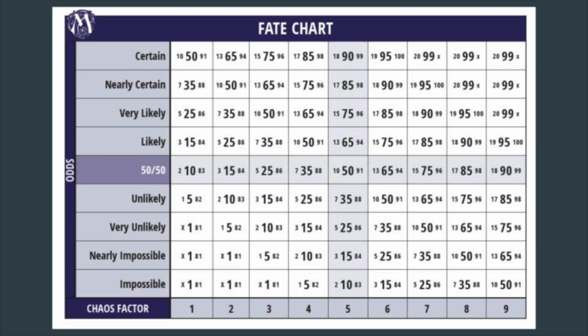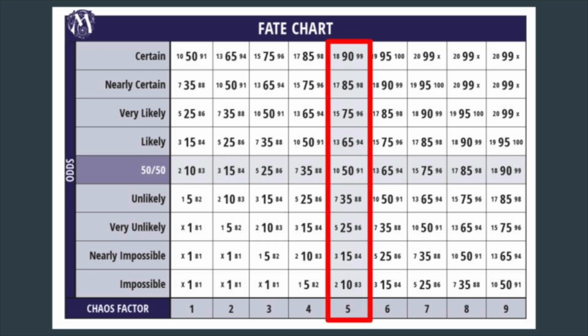The first component to consider here is this fate chart. There's a lot going on, but for now we're only going to focus on this middle highlighted column, and we will only pay attention to the larger numbers in the middle of each cell to start out with. We can turn to this chart anytime that we have uncertainty in our journey.